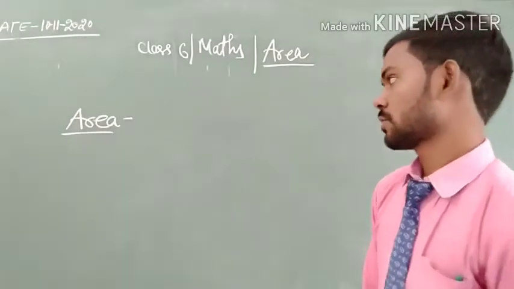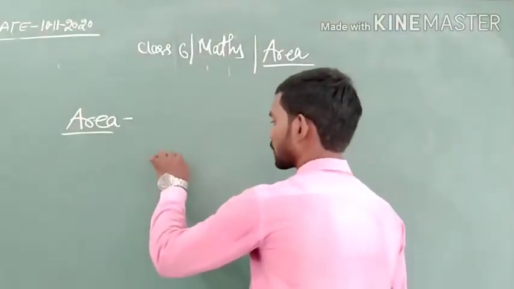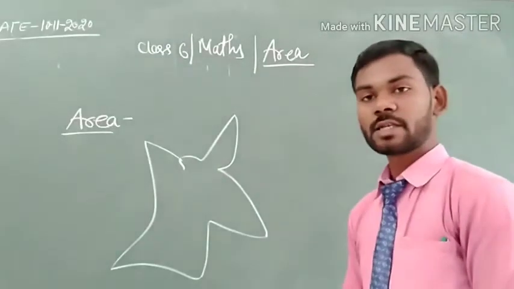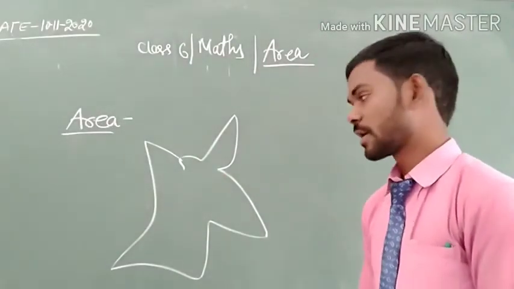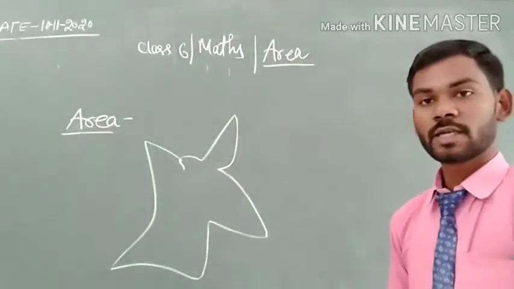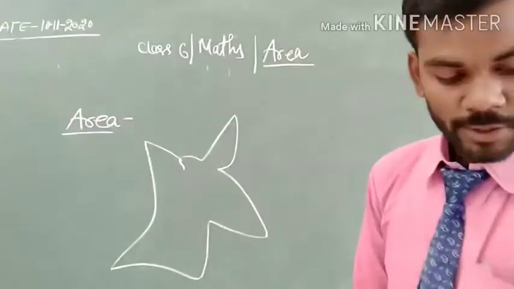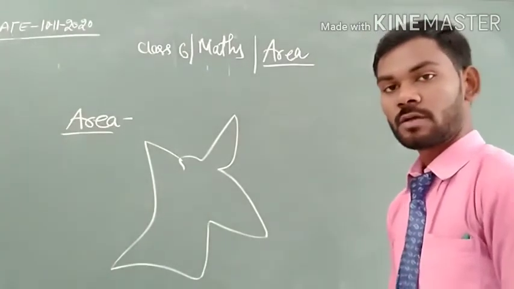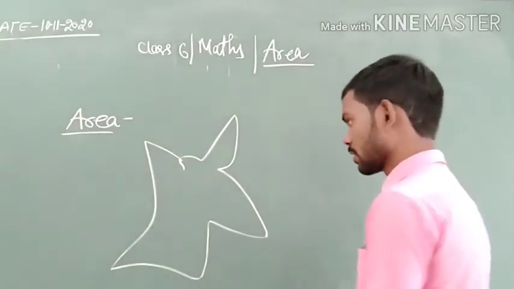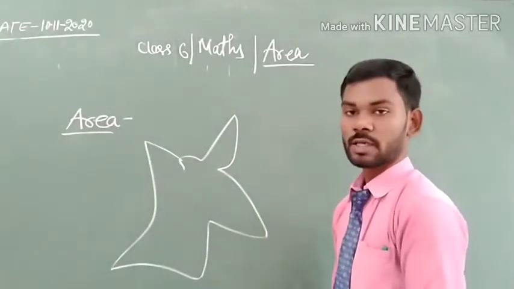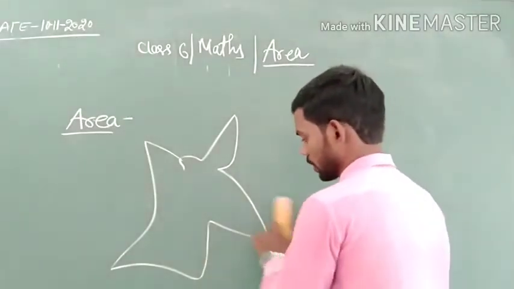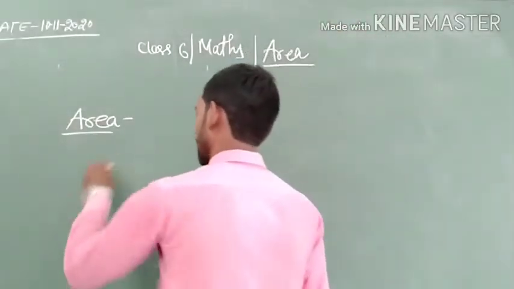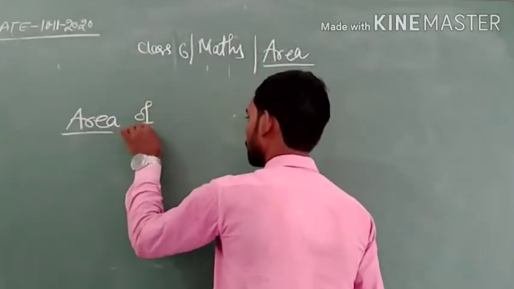Okay, so if any figure like this is given, then we can find its area by just measuring the interior of this figure, and then we get the area of this closed figure. And I have explained how we do this by forming squares inside it, and after measuring we can get the area of this irregular figure. But today we shall discuss the area of some regular figures, and the first is the area of a rectangle.